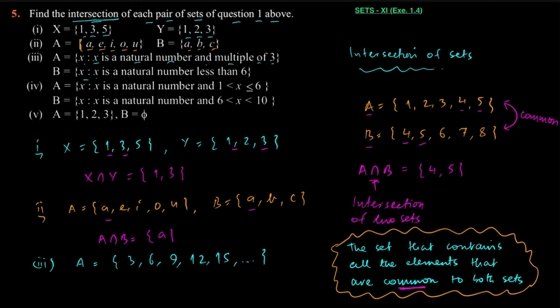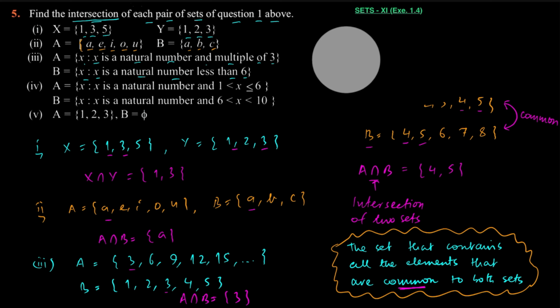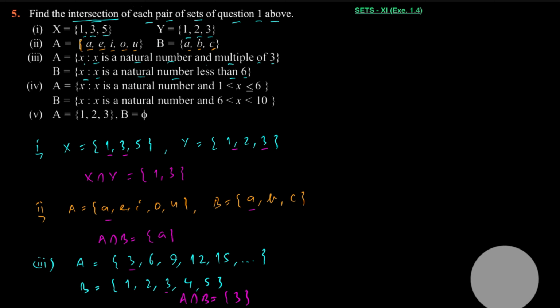And set B where x such that x is a natural number less than 6. So set B will be having elements as all natural numbers less than 6. That is 1, 2, 3, 4 and 5. Here one can observe that only one element is common to both the sets, that is 3. So A intersection B in this case will be having only one element, that is 3. Towards the next part.